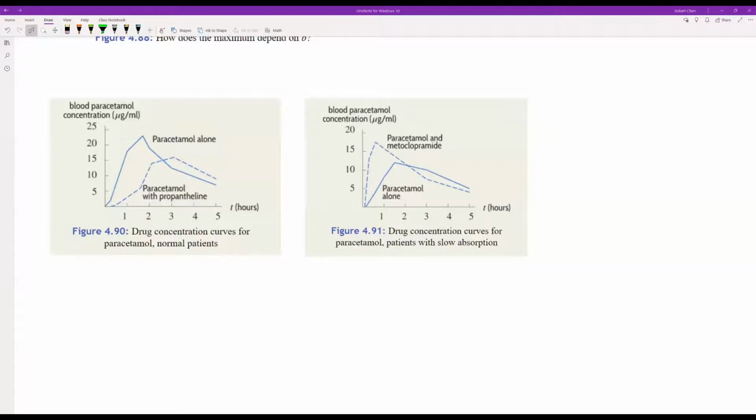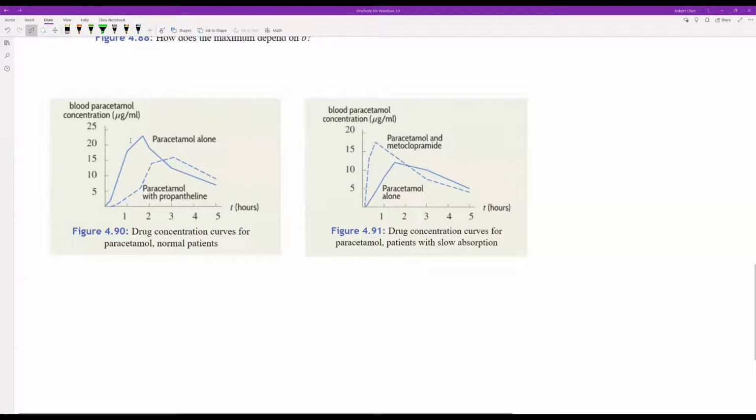For those of you who are interested in the medical field or thinking about going into bio or chemistry, you might know this much better than me. But what we're going to look at here is how the concentration is affected in normal patients or patients with slow absorption. Let's look at the first one. If the normal patient just takes paracetamol alone, then you can see that it's normal.